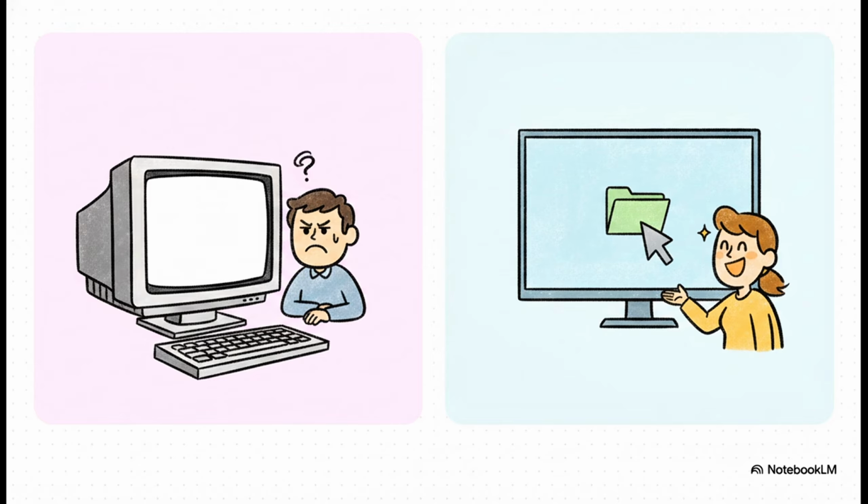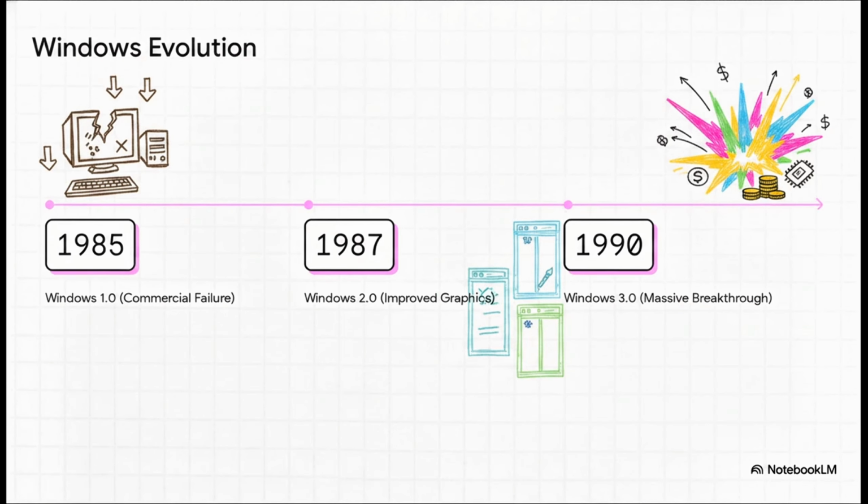Microsoft realized immediately that the text-based days of MS-DOS were completely numbered. They needed to pivot, and they needed to do it fast. So, how did they respond? Well, their first attempt, publicly released as Windows 1.0 in 1985, was actually a complete commercial failure. People thought it was slow and vastly inferior to the Mac. But Microsoft was relentless. In 1987, they released Windows 2.0, which introduced overlapping windows instead of rigid tiles.